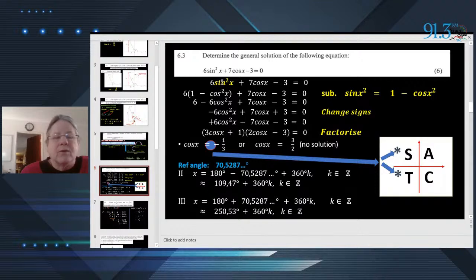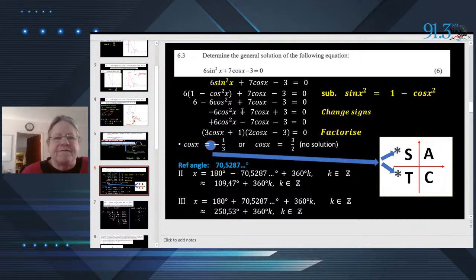So we go from this yellow sin to this step by using the identity sin squared x plus cos squared x equals 1. Right. So we replace the sin squared x with a 1 minus cos squared x plus 7 cos x negative 3 equals 0. Now we do some algebra. We multiply the bracket out, because remember, whenever you've inserted a bracket in algebra, you will get rid of it in the next step. So 6 times 1 is 6, minus 6 times cos squared x gives us 6 cos squared x, plus 7 cos x minus 3 equals 0.